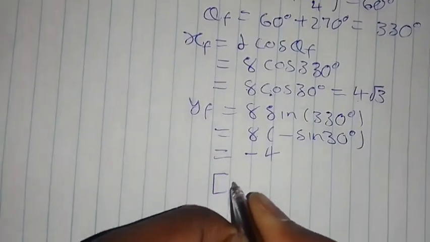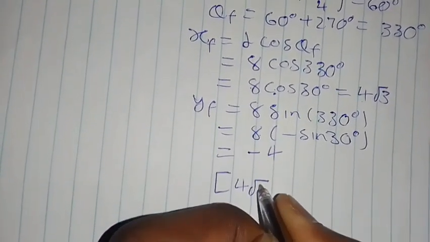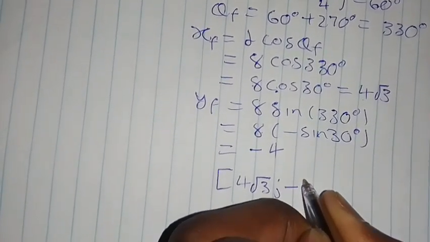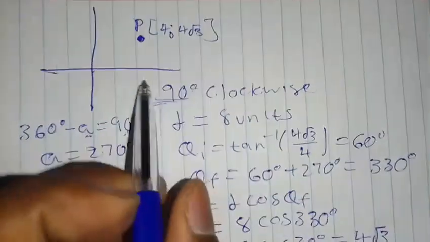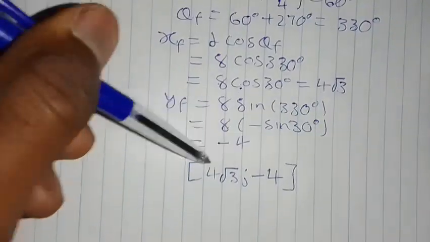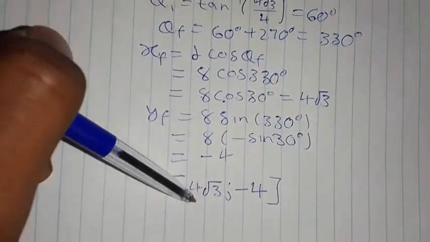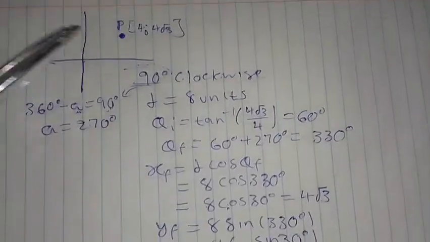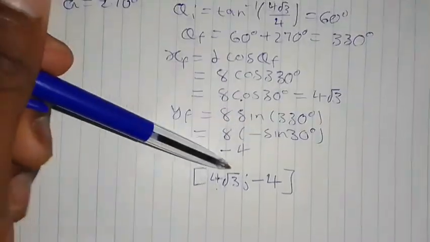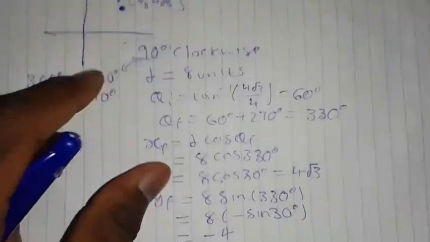So when you rotate that point 90 degrees clockwise, the question said 90 degrees clockwise, you're going to get a new coordinate, which is this.